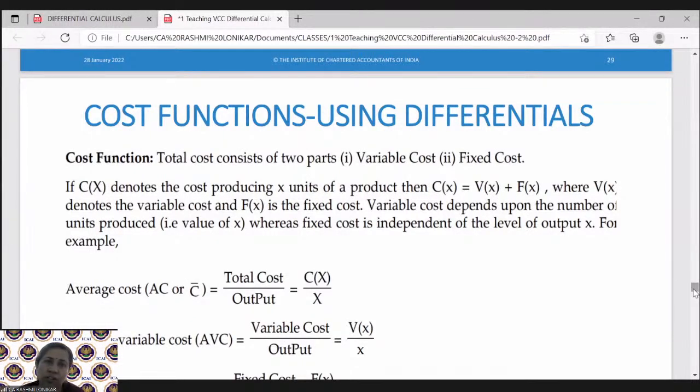And then I have what is called the variable cost. In variable cost, for each pen that I manufacture, there are certain things that I need. I need raw material, I need labor, overheads.